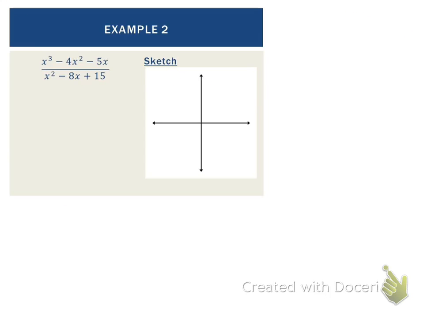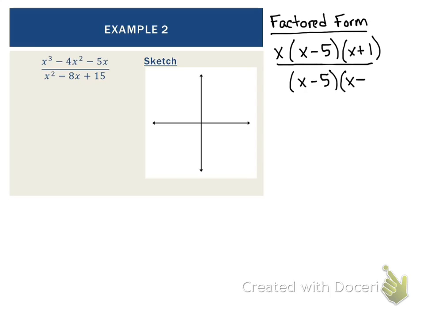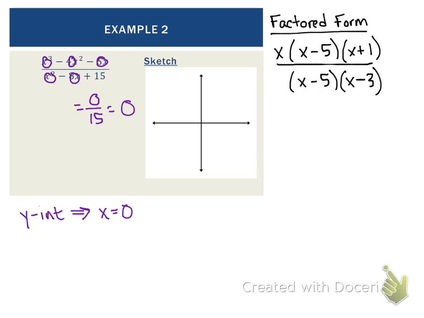Let's take a look at one more example. Again, we'll go ahead and get the factored form because a lot of the information that we look for is easier to find from the factored form. I'll get the y-intercept first by plugging in 0 for x. That gives us 0 over 15, which just simplifies to 0. So our y-intercept is at the origin.